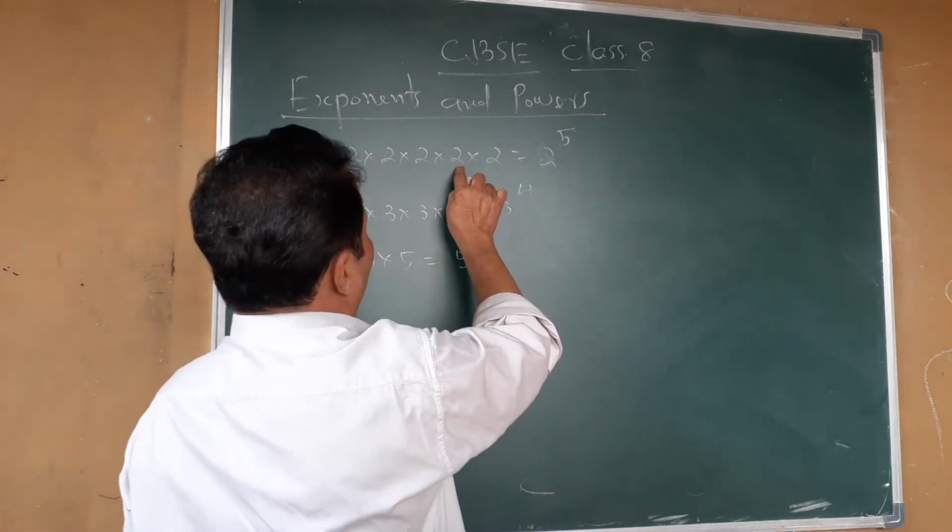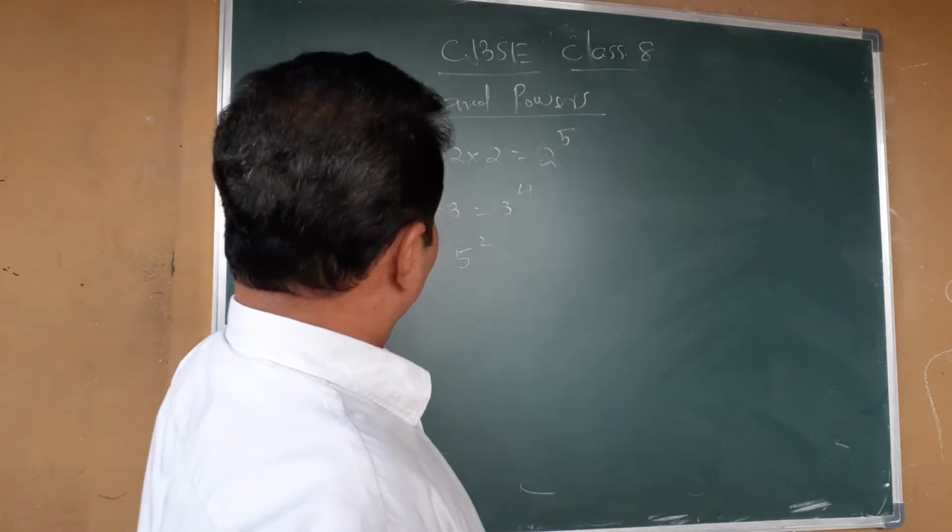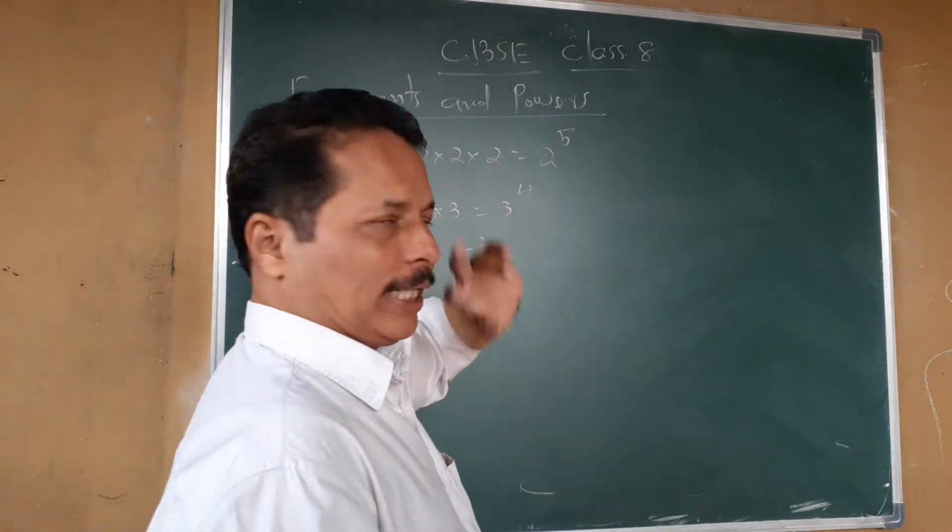2 into 2 into 2 into 2 into 2. That is 2 raised to 5. 2 into 2 up to 5 times. That is 2 raised to 5.